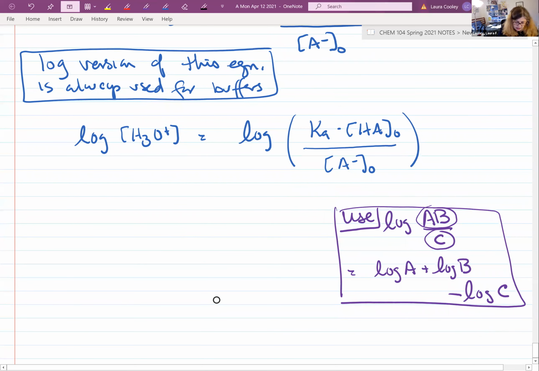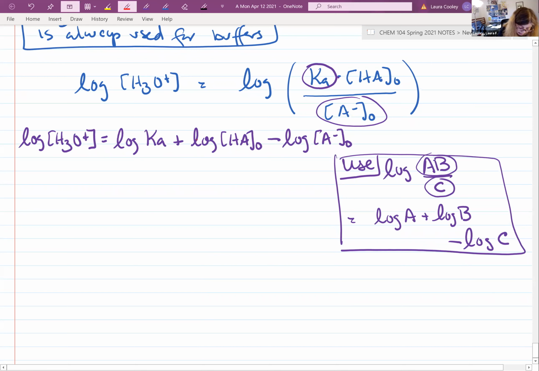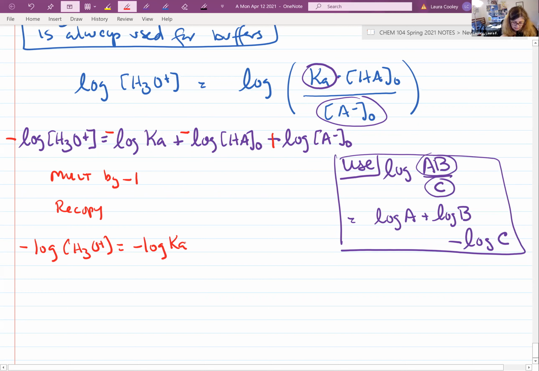So this is going to become log of H3O plus equals the log of the first thing here, which is Ka, plus, because this is times, the log of the HA concentration initially. And this is in the denominator, so that's minus the log of the anion concentration. And now I'm going to put a negative sign. I'm going to multiply by -1. So I'll put a negative here, a negative here, a negative here, and this negative is going to become a positive. And now I'm just going to recopy. Negative log of H3O plus equals the negative log of the Ka minus the log of the initial acid concentration plus the log of the A minus concentration initial.